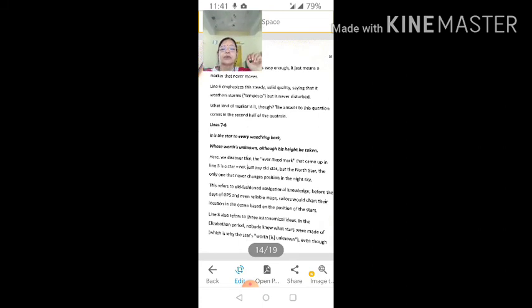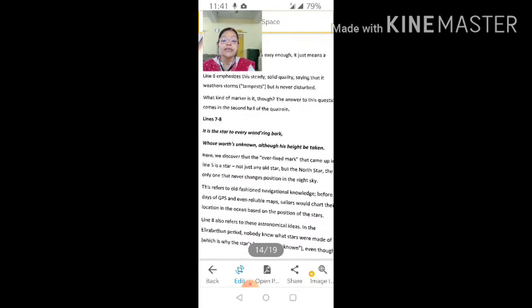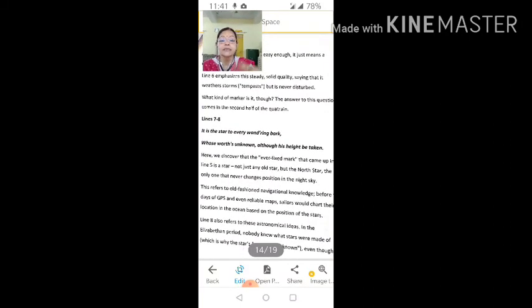The text goes, "It is the star to every wandering bark, whose worth's unknown, although his height be taken." Here we discover that the ever fixed mark in the text that came up in line 5 is a star. Not just any old star, but the North Star, the only one that never changes position in the night sky.